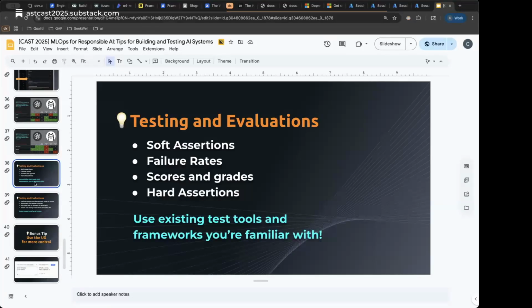Testing is the easier one because it's very clear input-output, where the gradient is harder. It's more subjective. You need a human or an AI to evaluate that, right? So that's why we call it evaluation. It's not binary, where testing usually is.